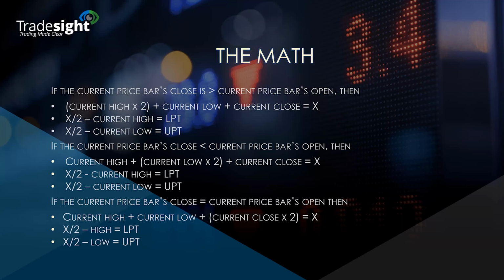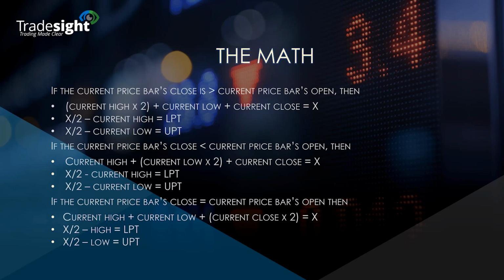If on the other hand the current day's price close is under the open of the day, then the math is going to change a little bit, because we're going to take the current high just once, add the current low times 2, and add the current close. That's our new X. Then we take that X divided by 2 minus the current high of the day, and that gets us the lower pressure threshold. And X divided by 2 minus the current low of the day gets us the upper pressure threshold.